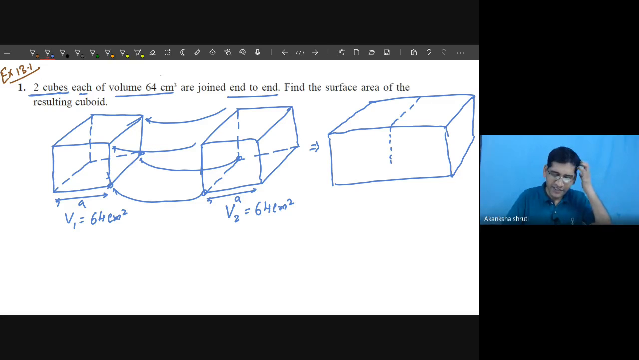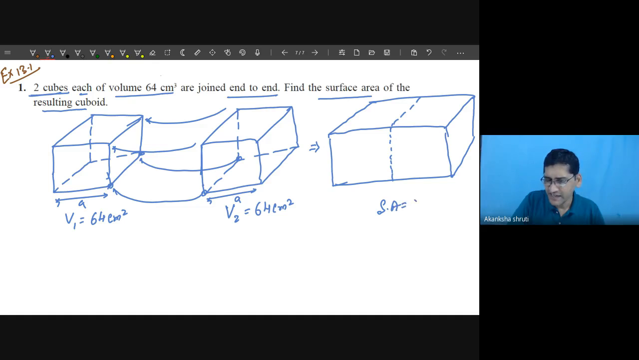You may complete it, or you can just understand with this much of the figure only. The remaining part is not required. Basically, drawing the internal part is not required. This much itself is enough. So here we get that these two are placed such that this new cuboid is formed. Find the surface area of the resulting cuboid.